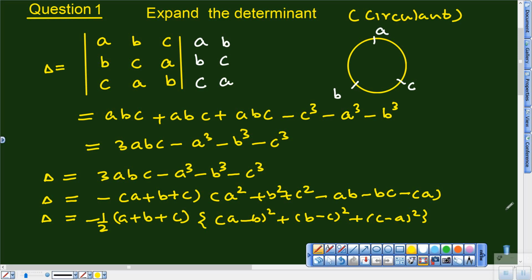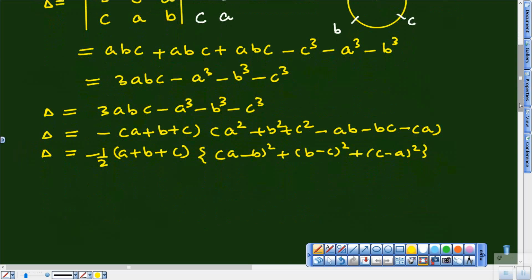Now, the fourth way in which it can be written is, I do not multiply with 1 by 2 and 2, and this becomes what?